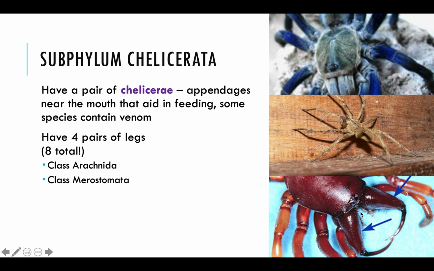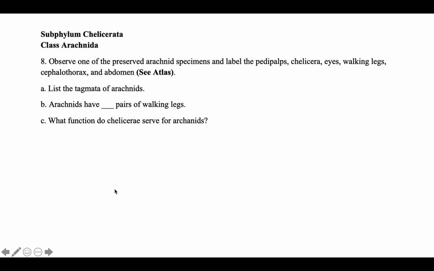So the first subphylum, Chelicerata, these organisms have what are called chelicerae. These are appendages near the mouth that aid in feeding. Some of these chelicerae have venom, for example, in spiders, right? So these organisms have 4 pairs of legs, 8 in total. So the two classes under the subphylum Chelicerata are Arachnida and Merostomata.